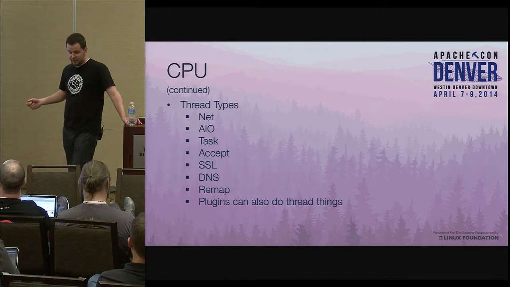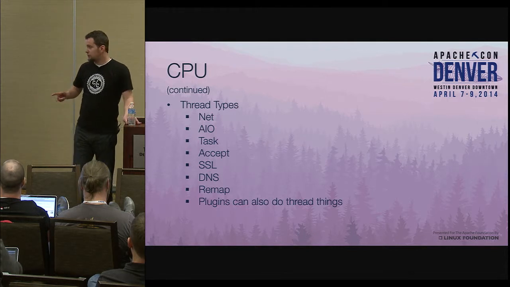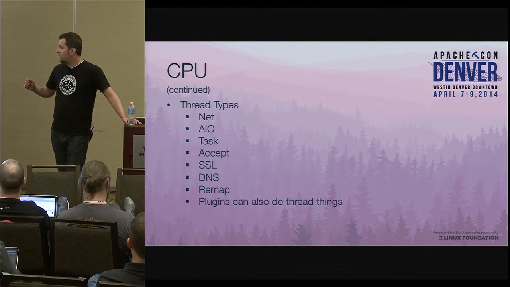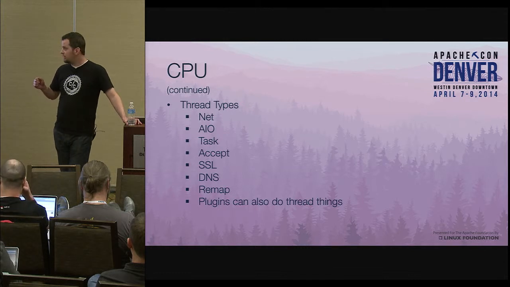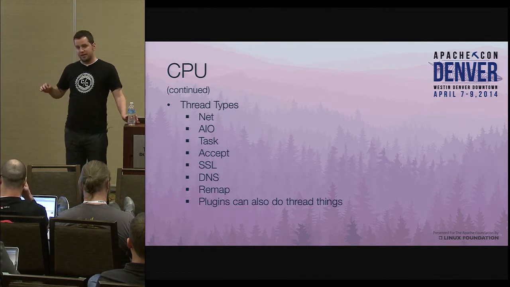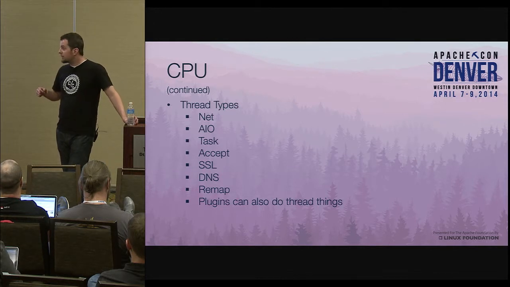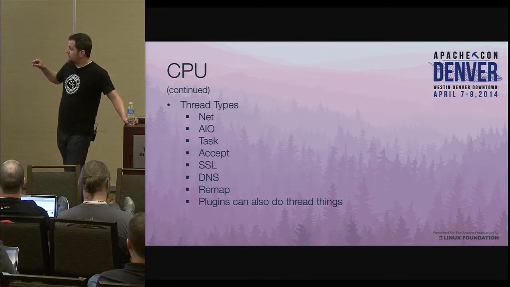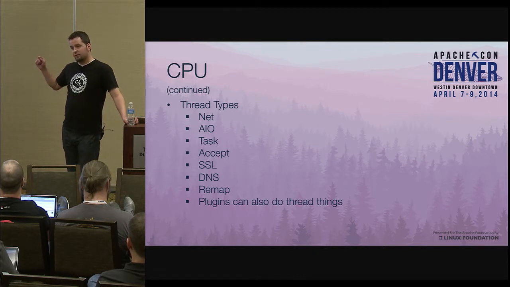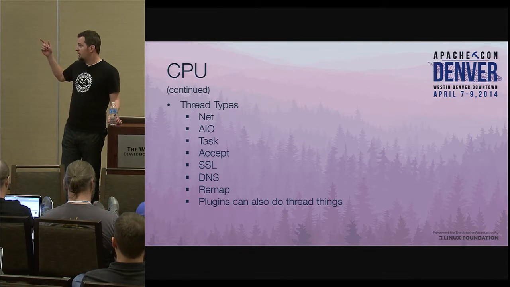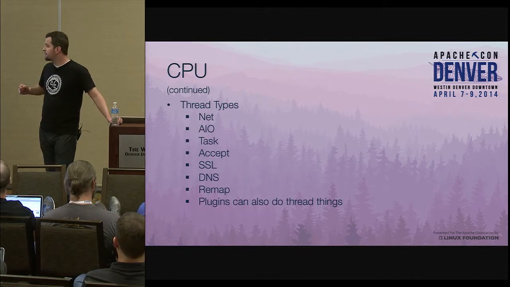Then we have accept threads. We have two ways to do accept. We can do blocking accept in an accept thread, so those threads actually sit there and block and only get woken up by the kernel when there's an incoming connection, or we can do accept per net thread. And when we do accept per net thread, that's another socket event on the net thread event loop.